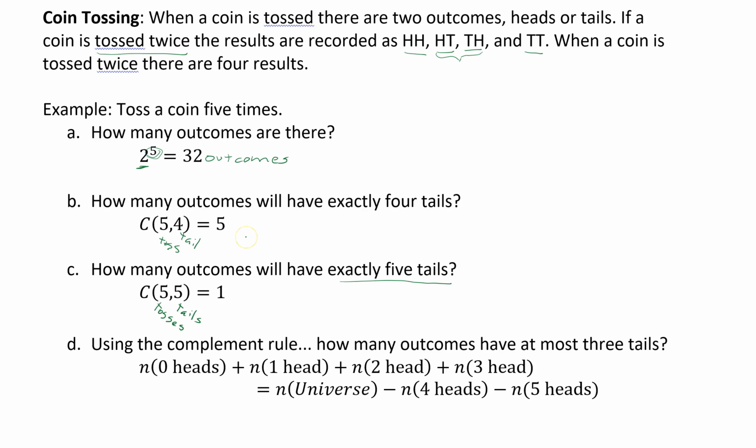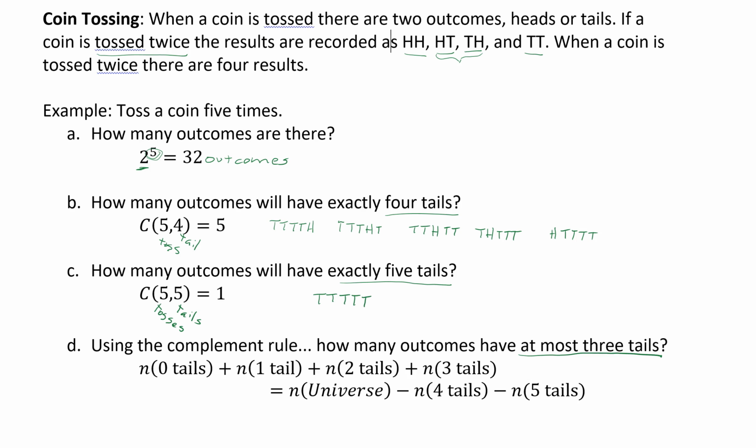Let's go up to part B again. It had said, how many outcomes will have exactly 4 tails. And we had that there were 5 different ways. The reason is that I could have a tail at the front end of my tosses and then a head. Or I could have 3 tails, a head, and a tail. Or I could have 2 tails, a head, and 2 tails. Or a tail, a head, and 3 tails. Or I could have had the head occur first and then 4 tails. So we can see that there are 5 outcomes. When they are all tails and we're tossing 5 times, there's only one way to do that.